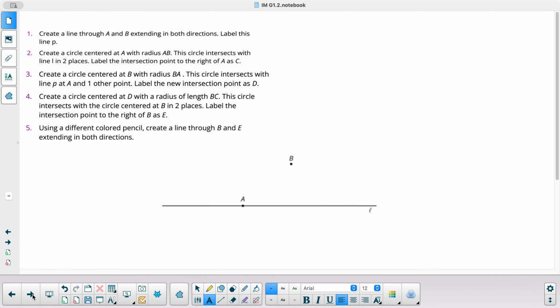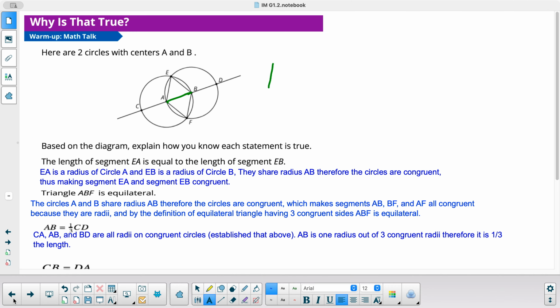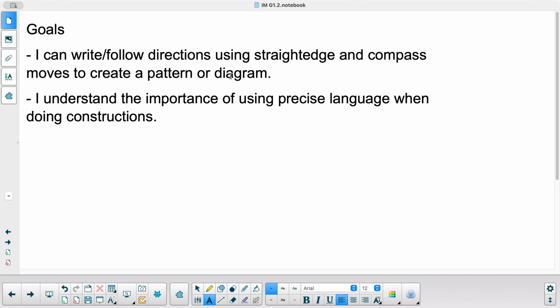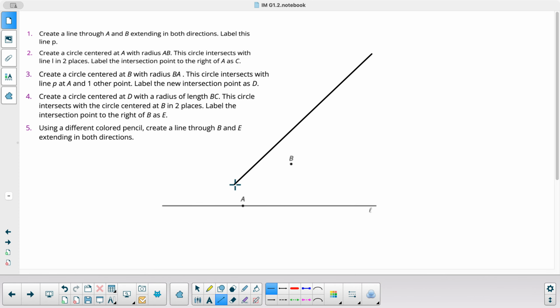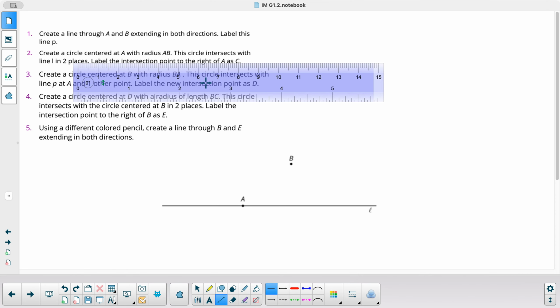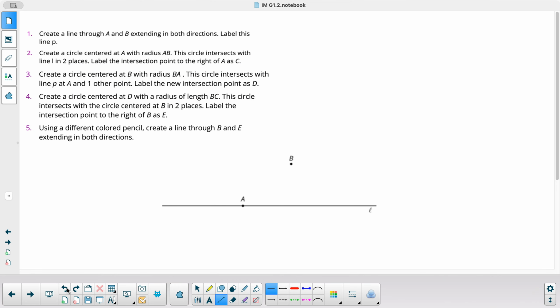All right. Let's see if we can follow some steps here. So this is back to that first goal. That warm-up was just understanding that picture. But I can write or follow directions using straight edge and compass moves to create a pattern diagram. So we're going to do more of the follow in this exercise. Instead of using my straight edge, I have this tool here where I can just click and make a straight line like that. It's going to be a little easier than me turning it and all that stuff. So you use your straight edge at home. I will use the compass here.